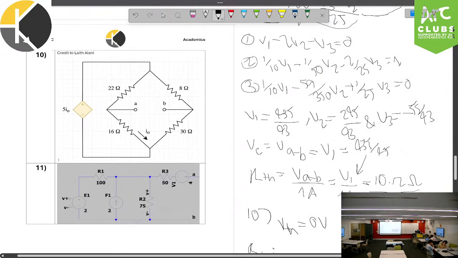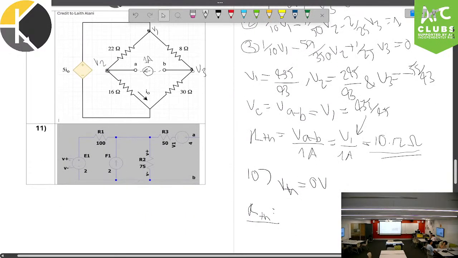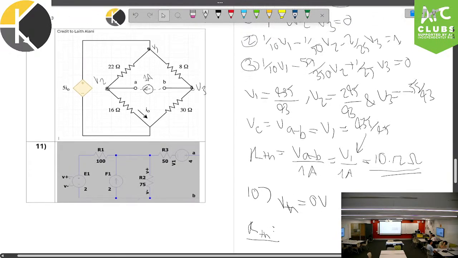Let's analyze this circuit. In this instance, let's just use nodal again, because we've gotten quite comfortable with it. We can say that this right here is V1. Over here we'll call this V2. Over here we'll call this V3. And we have to connect a source here in order to analyze, so we'll just use another current source.